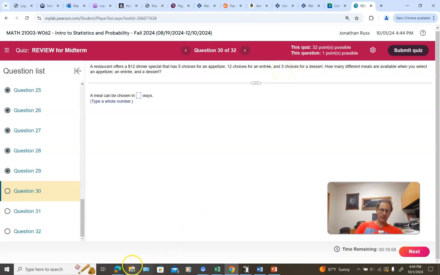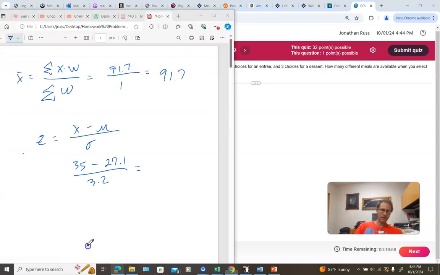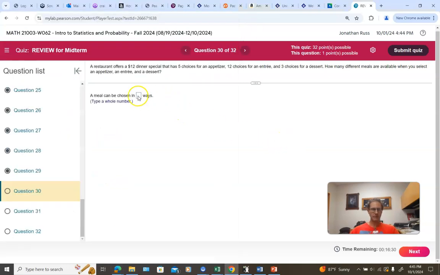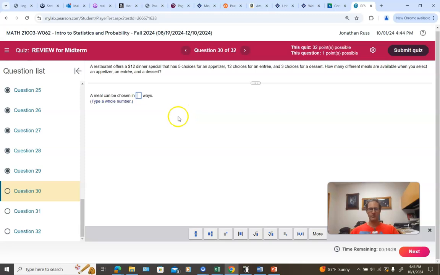This would look like: the first event can occur 5 ways because there's 5 appetizers. The second event can occur 12 ways, or has 12 outcomes because there's 12 entrees. And then the third event can occur 3 ways because there's 3 outcomes. And then you just multiply these. I think it's going to be 180. Right? So anyway, that's what that would be, 180.